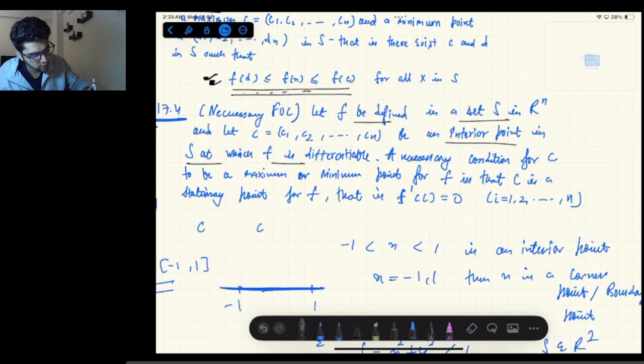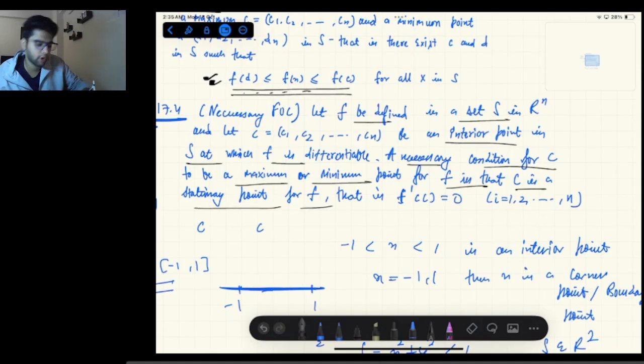Then we come, and the necessary condition says, after you have qualified all of this, that a necessary condition for C to be a maximum or a minimum point, for us to even think of it as a maximum or a minimum point for f, is that C is a stationary point for f, that is f dash C is equal to 0.